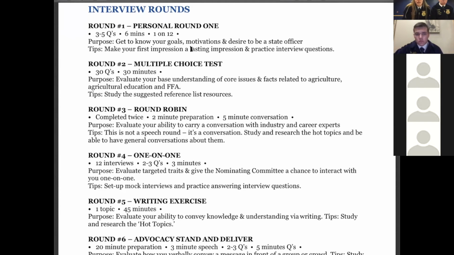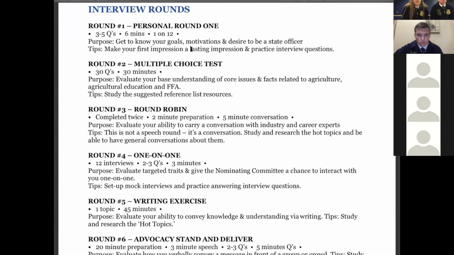And then just like district officers, you have one-on-ones this time. So this is when you have a conversation with each individual nominating committee member. They'll ask you a couple of questions. It's very personal. This is the time that they can really see who you are, so show yourself in the best way possible. There's also a written exam.